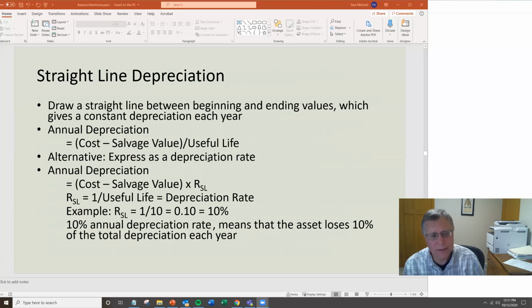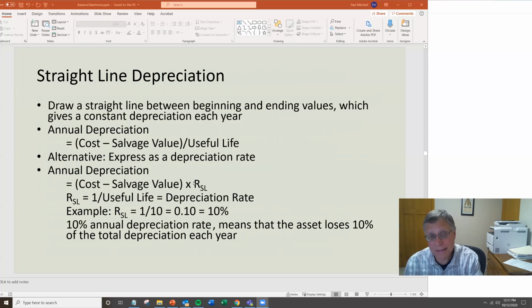So how do you calculate it? It's initial cost minus salvage value divided by the useful life. It's very straightforward. And there's another way to report it, which we'll get to, the use of the tax tables, as a rate and as a percentage. What's the percentage? It's 1 over the useful life. The straight line depreciation rate, R sub SL, is just 1 over the useful life. That's a rate.